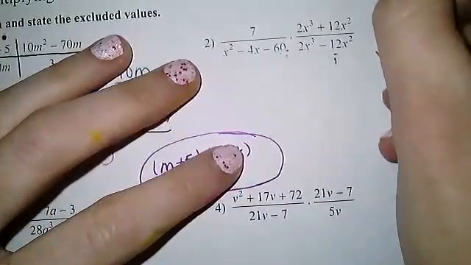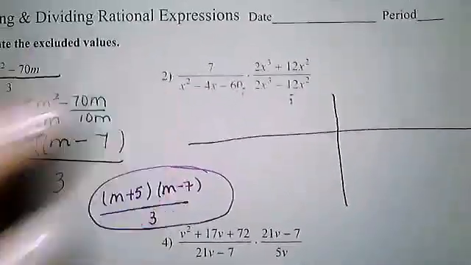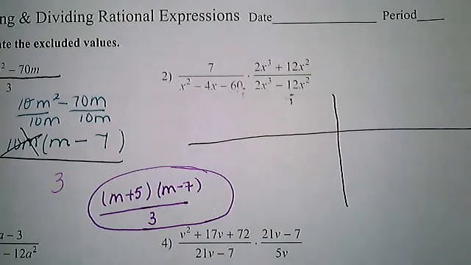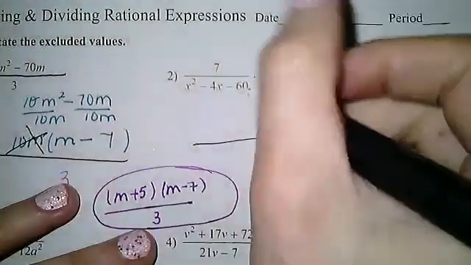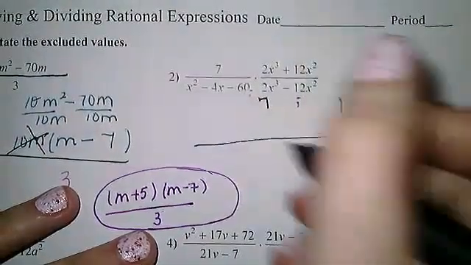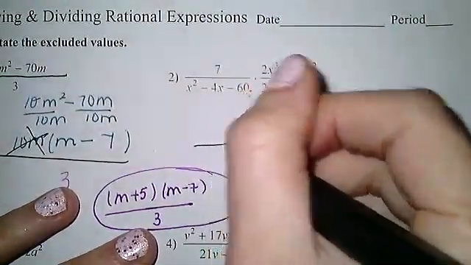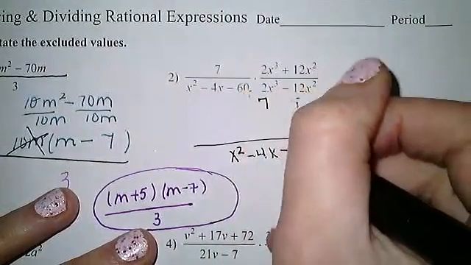All righty, so you're gonna draw a chart. You're gonna put your stuff in the chart that you see. So there's 7. There's an x squared minus 4x minus 60.